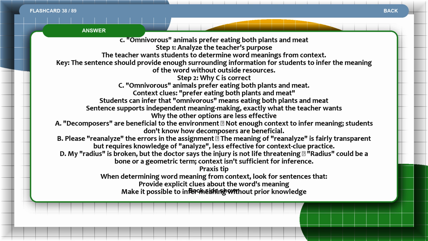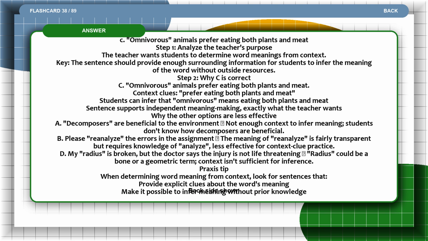Step 2. Why C is correct. C. Omnivorous animals prefer eating both plants and meat. Context clues: prefer eating both plants and meat. Students can infer that omnivorous means eating both plants and meat. The sentence supports independent meaning making, exactly what the teacher wants.